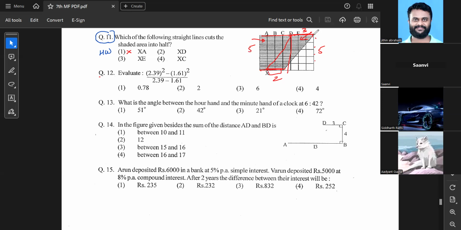In this case, option 2 only. Correct. 2 plus 3 is the sum of parallel sides, which is 5. In the next case, here I have 1 and here I have 4, so 1 plus 4 is the sum of parallel sides. Since both are 5, the sum of parallel sides is the same, and the height is the same, which means the area of the trapezium is the same for both. Hence, XD can be called your answer. XD divides this exactly into half.